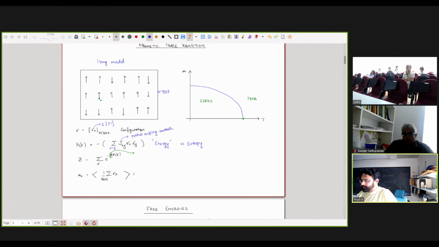Another important quantity I should introduce in the context of these models is the partition function Z, which is a sum over all spin configurations of e to the minus beta times the Hamiltonian. So this is the partition function.